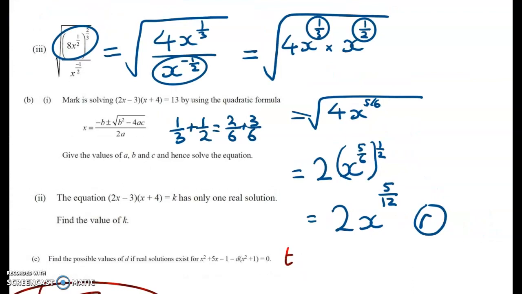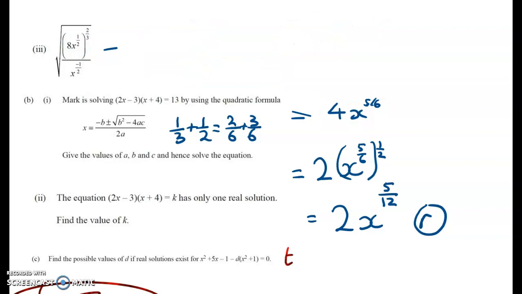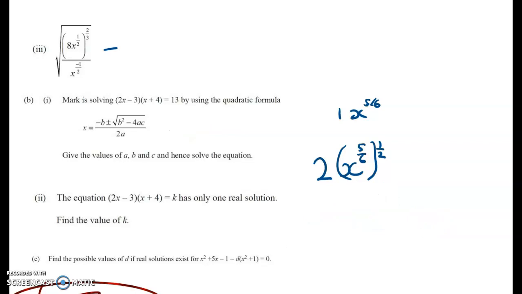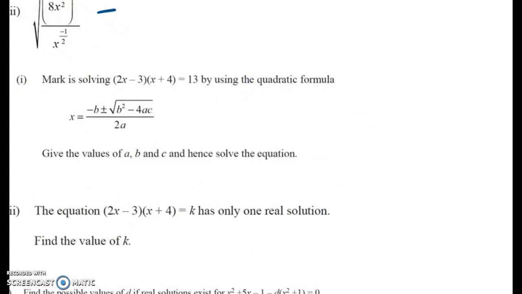Okay, the next questions are all about the quadratic formula and discriminants. So in the first one, we're told that Mark is trying to solve this equation by using the quadratic formula, and we're just asked to give the values of a, b, and c, and hence solve the equation. The silly mistake to make is to look at this and see that this is factorized and equal to 13, and to expand this out and then just look at this side, but that doesn't work, right?